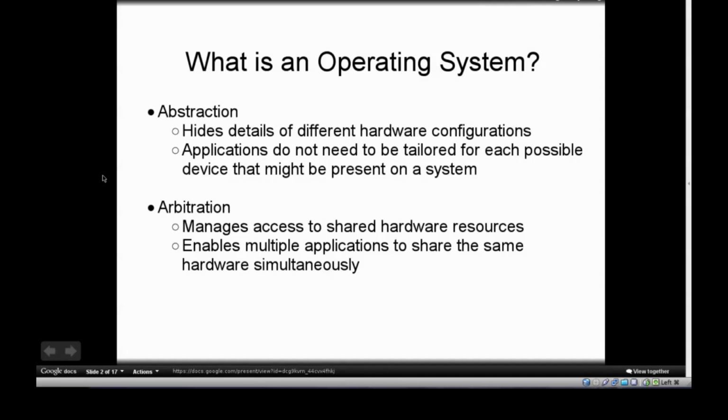Abstraction means hiding the details of different hardware configurations so that each application doesn't have to be tailored for each possible device that might be present on a system. Arbitration means that the operating system manages access to shared hardware resources so that multiple applications can run on the same hardware at the same time without interfering with one another.